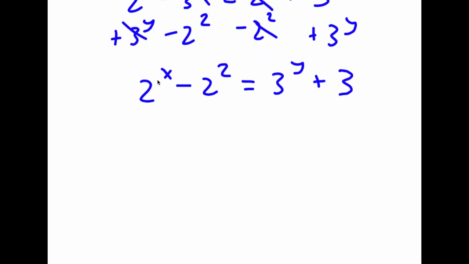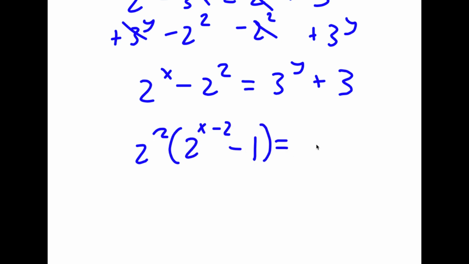Now from here, from 2^x - 2^2, I'm going to factor out 2 squared. So now I have 2^2 times (2^(x-2) - 1) is equal to, from this, I'm going to factor out 3. So now I have 3 times (1 + 3^(y-1)).